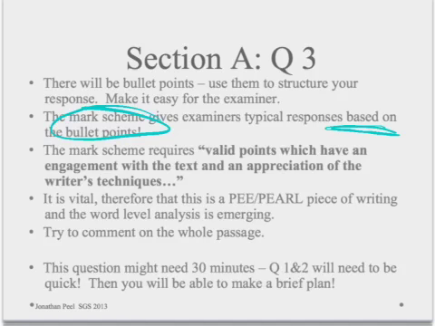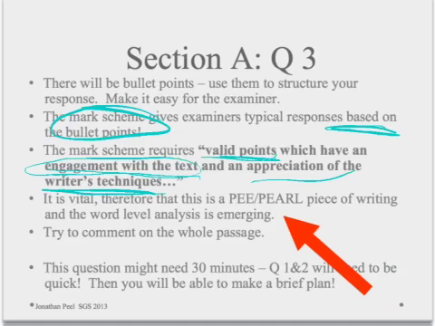Then please notice this bit here in bold. The mark scheme requires valid points which have an engagement with the text and an appreciation of the writer's techniques. Valid points. In other words, you've got to be answering the question, which have an engagement with the text. In other words, you're quoting, albeit maybe only single words, and an appreciation of the writer's techniques. This is, therefore, without any question, a PEE or Pearl piece of writing. That is a given.